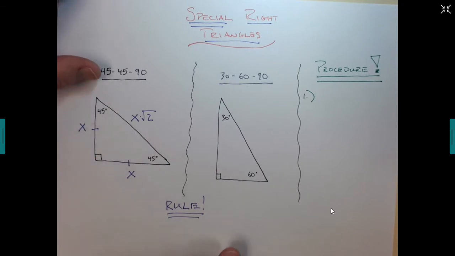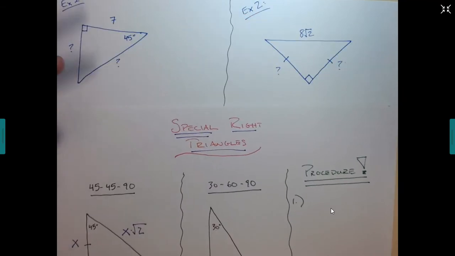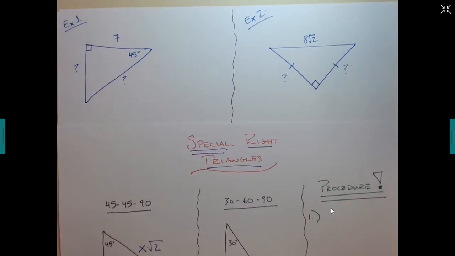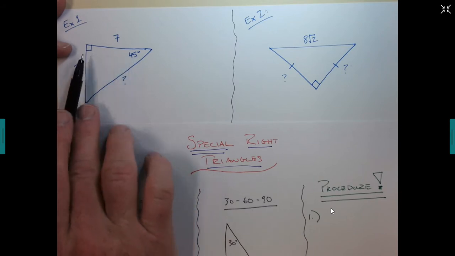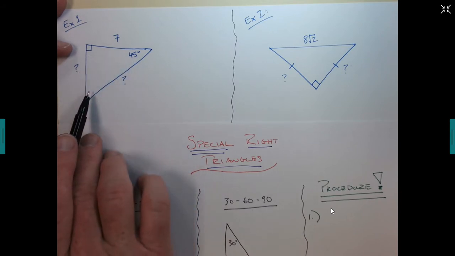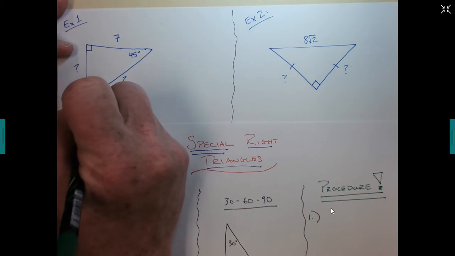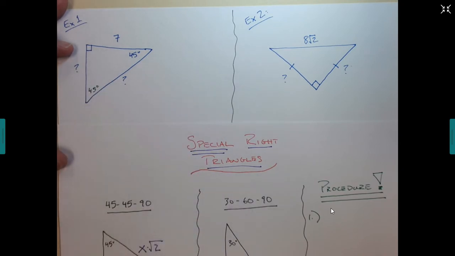And make sure, here's some examples here. We'll look at this first example up here, all right? Part of the procedure is make sure you actually have a special right triangle. Now, I know that's 45, that's 90. Would that last angle be 45 degrees? Yeah, the triangle sum theorem does say, all right, this is a 45, 45, 90 triangle.